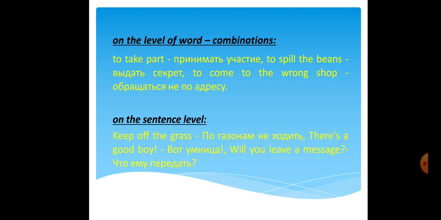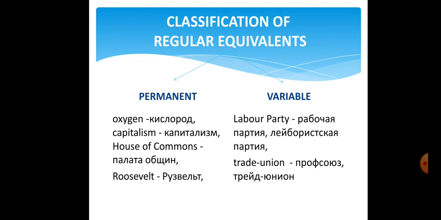While comparing translations, we can notice that words with general meaning are in more use in English than in Russian. For example, to be, быть, жить, являться; to go, идти, ехать, летать, двигаться. Equivalents are divided into permanent and variable equivalents.